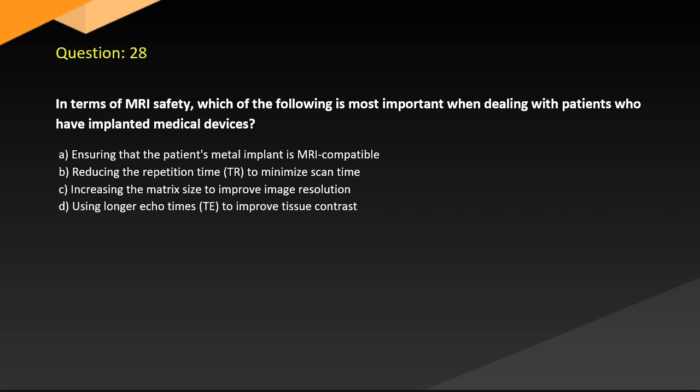Question 28. In terms of MRI safety, which of the following is most important when dealing with patients who have implanted medical devices? A. Ensuring that the patient's metal implant is MRI compatible. B. Reducing the repetition time (TR) to minimize scan time. C. Increasing the matrix size to improve image resolution. D. Using longer echo times (TE) to improve tissue contrast.